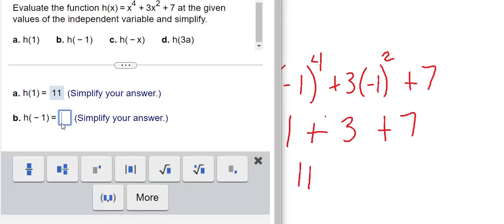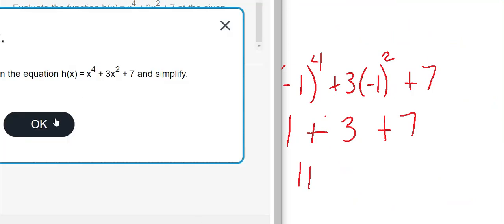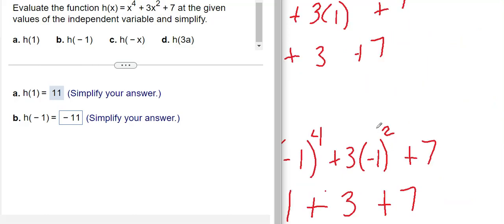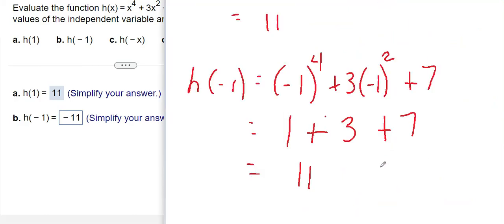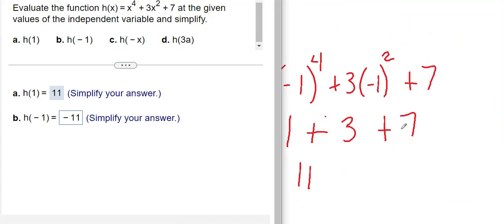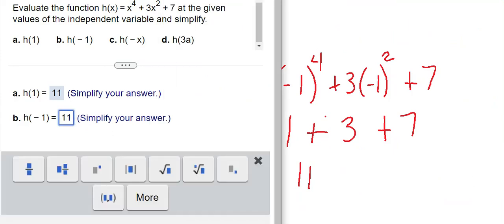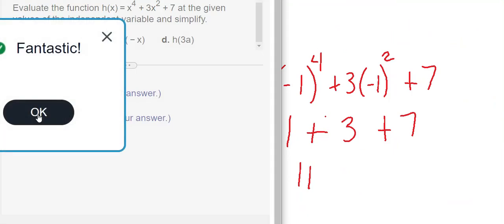So I will enter and check my answer, negative 11. Whoops. What did we do wrong? Now this is a good time to evaluate when we're making mistakes. So here's what I would do. I'm going to go back and make sure I copy the problem right. X to the 4th plus 3x squared plus 7. Okay, that's right. And then, oh, I put negative 11. Well, that's crazy. Let's just fix that. Okay, great. That's just a careless error.